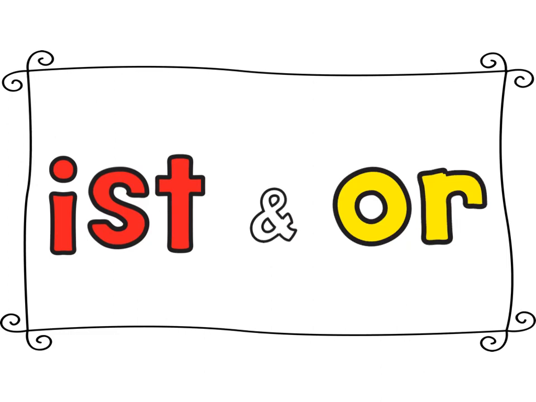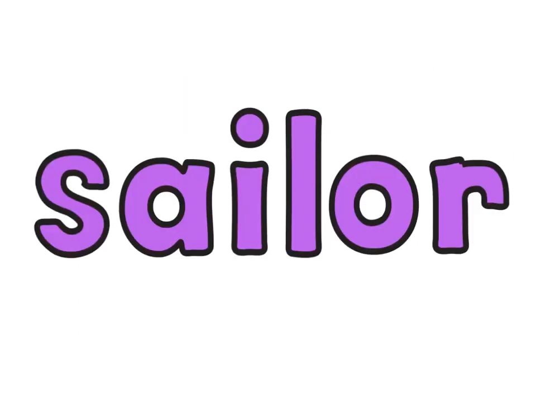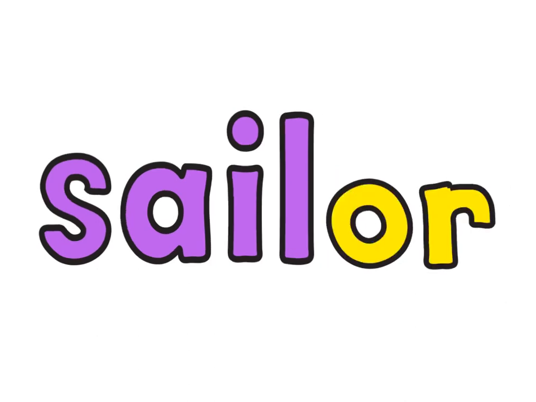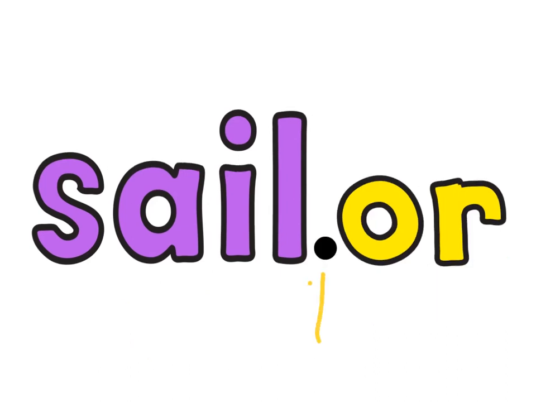Now let's look at ist and or. Ist and or both mean a person who. Let's take the word sailor. Where is my base word? If I am going to break up the word sailor, I know that my base word is sail, and my suffix is or, sail or. And I would place my dot between my base word and my suffix.